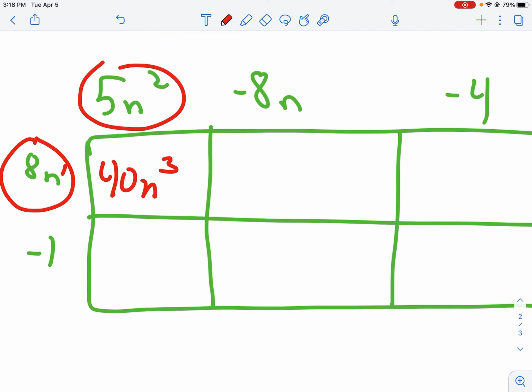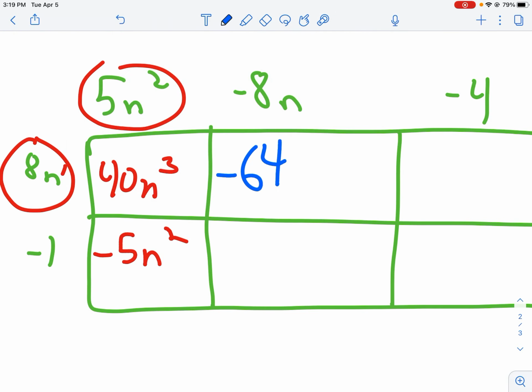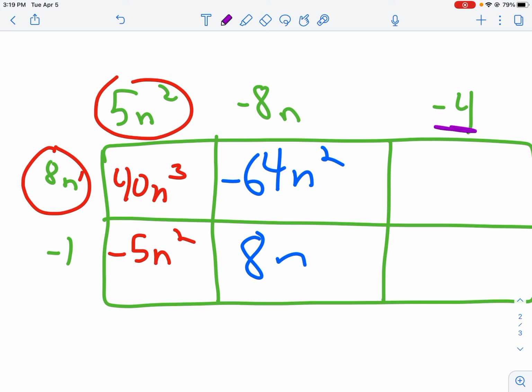Bottom left here, we're going to get 5n squared times negative 1, which is negative 5n squared. If I go to the top middle, negative 8n times 8n is a negative 64n squared. Bottom middle, negative 1 times negative 8 is 8n. And lastly, negative 4 times 8n is negative 32n. And negative 1 times negative 4 is a positive 4.